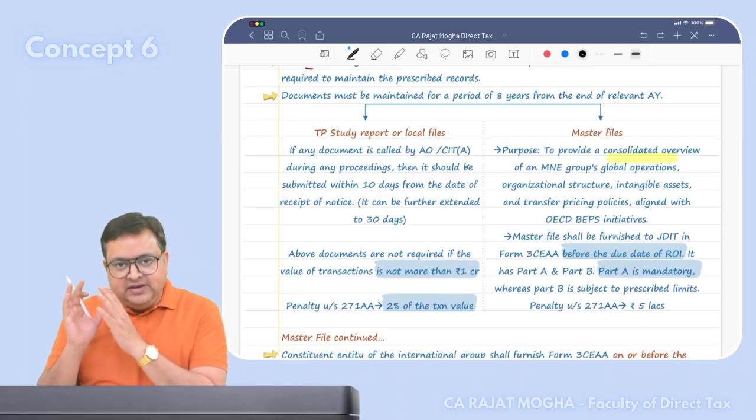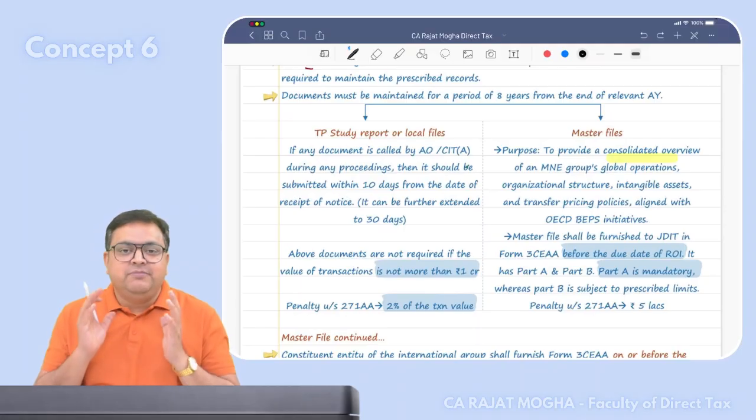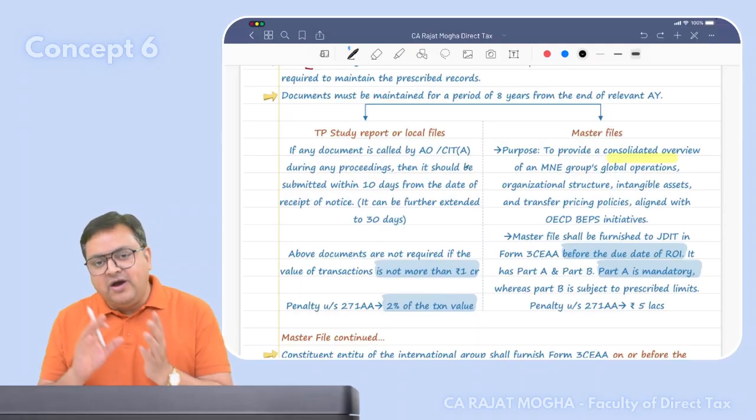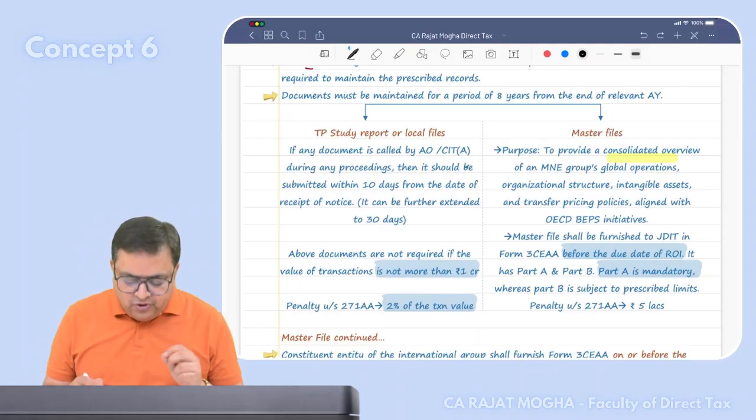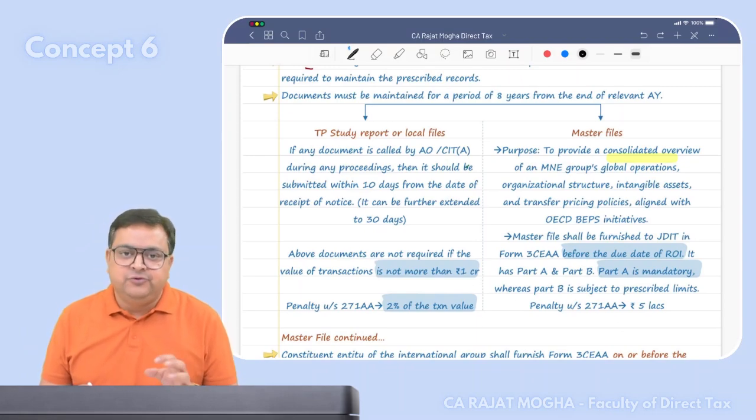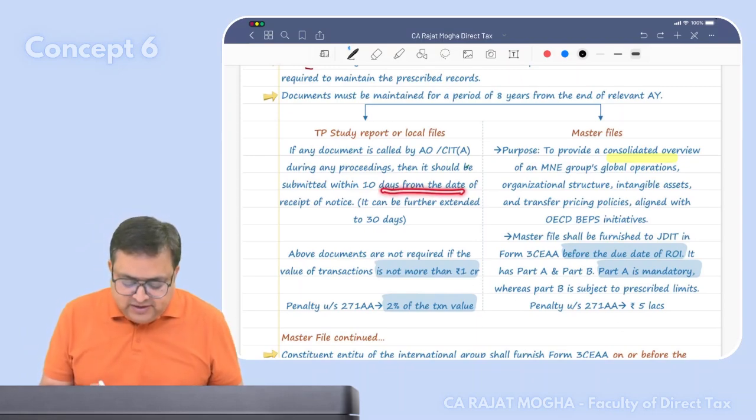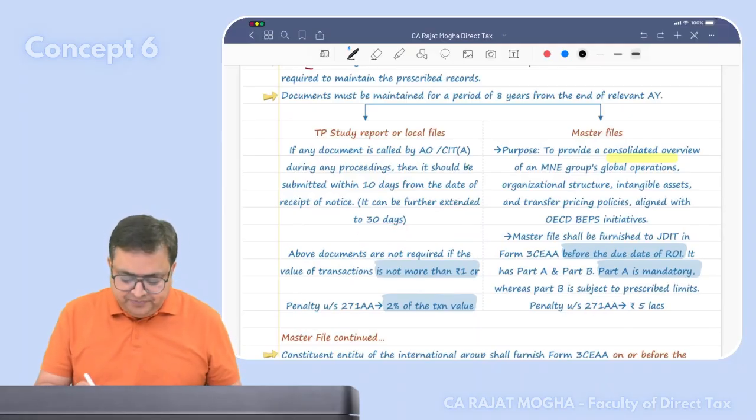So as and when they call for it, you should be ready with your documents. You have to give it within 10 days, or they can extend this period to 30 days. So 10 days from the date of receipt of notice, which can be further extended to 30 days, right? So 10 days, a little bit important.